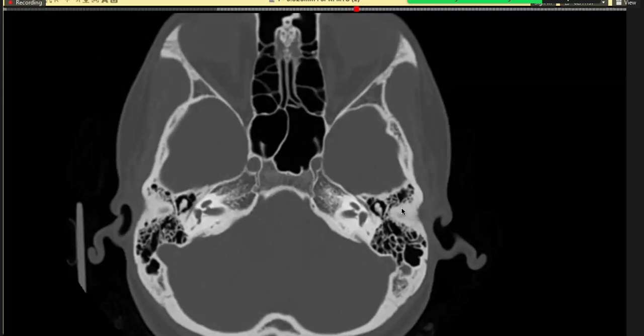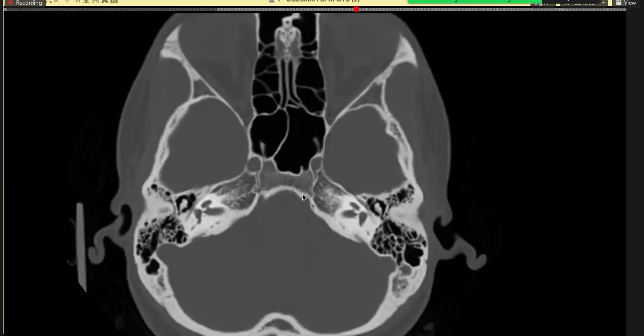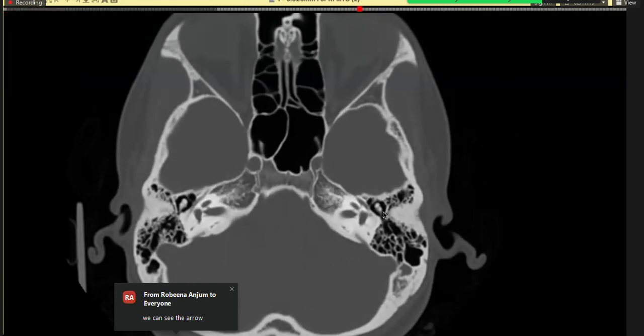Sir, I cannot see your arrow. Let me check. Sir, your arrow is right now at the external auditory canal on the left side. I'm working through two laptops and I can see my arrow. Sir, right now your arrow, which is shown to me, is in the left external auditory canal, and we are in the middle ear cavity image. Yes, now I can see your arrow.